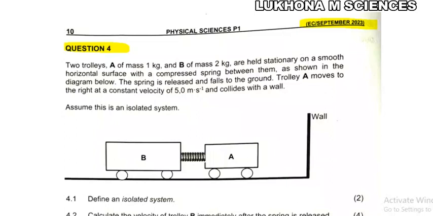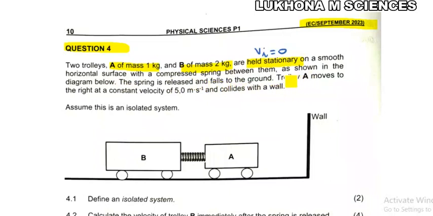Let's read the statement. Two trolleys, A of mass 1 kg and B of mass 2 kg, are held stationary, which means their velocity initially is equal to 0 for A and B, on a smooth horizontal surface with a compressed spring as shown in the diagram. The spring is released.